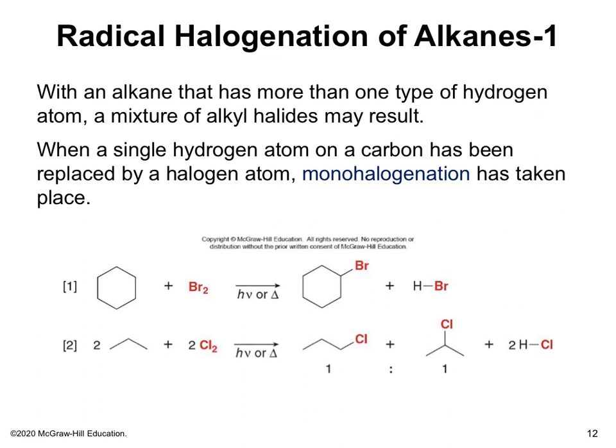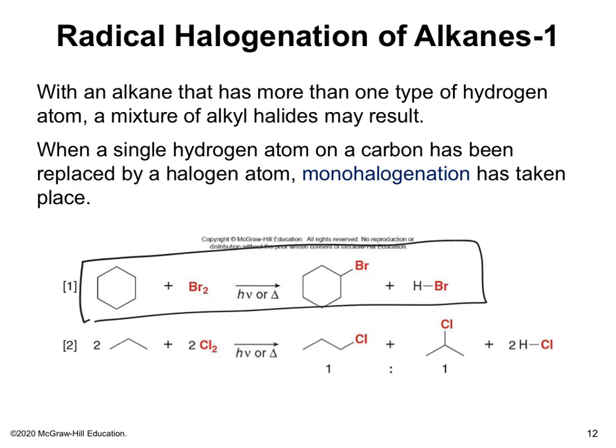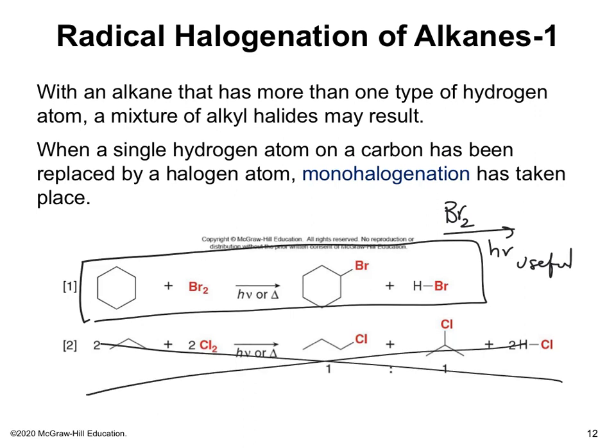So monohalogenation, this is monohalogenation. You can get monohalogenation with bromine. And that's why, if you actually work in the lab, this reaction is useful. Okay, a lot of times we teach this, but this is not useful. Now let me tell you why it's not useful. It's not selective. You get lots.